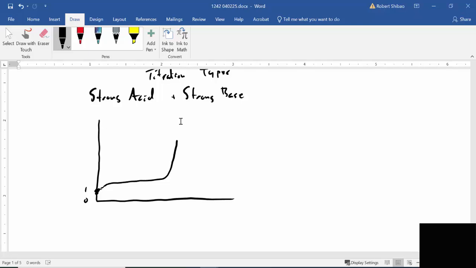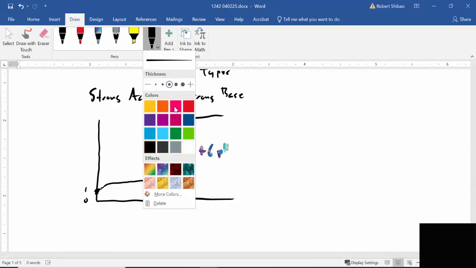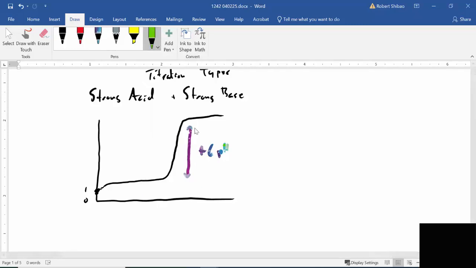And then we'll have a steep rise here near the equivalence point. This steep rise is usually defined by a jump in pH units. This is a big jump. A big jump would be like 6 plus delta pH, so about plus 6 pH units. They say 6 to 8.